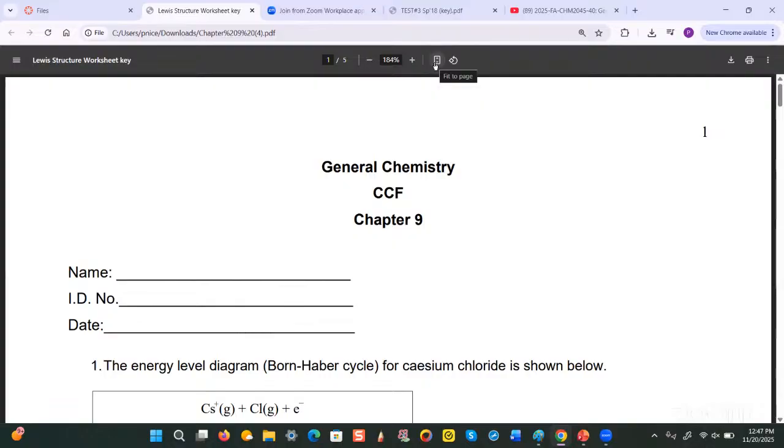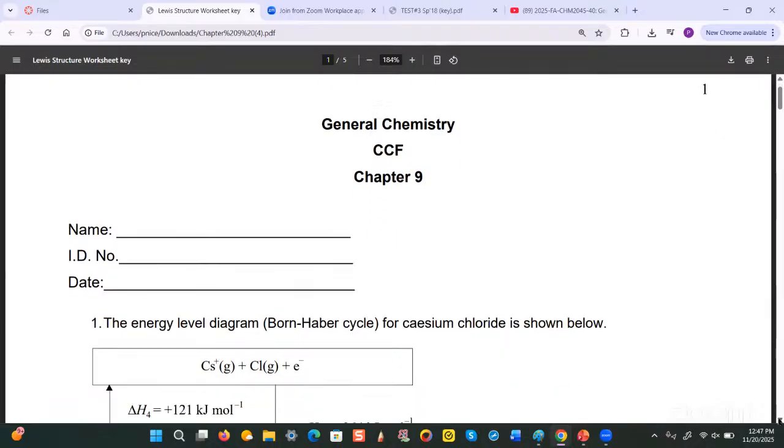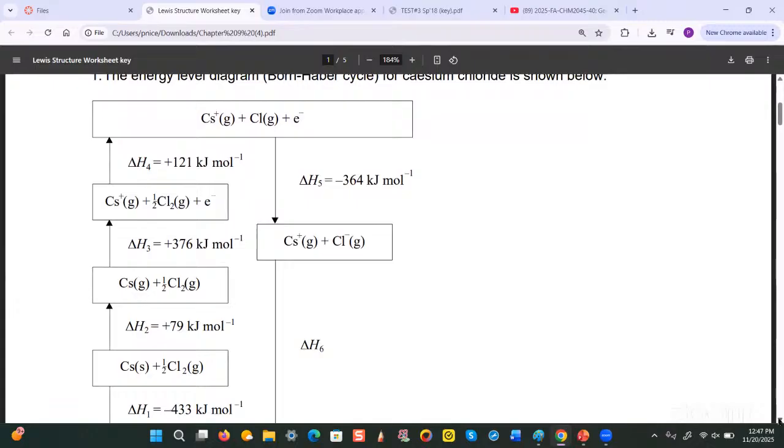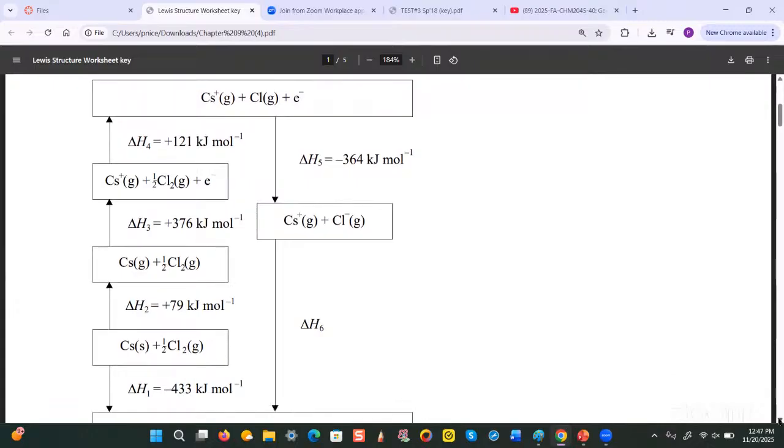All right, so the first question gives you the Born-Haber cycle for cesium chloride, right? And if you remember, the Born-Haber cycle is basically a stepwise approach of showing what happens when a metal and a non-metal come together to form an ionic compound, right? You go through different stages. You have the bond dissociation energy for the non-metal, you have the sublimation for the metal, and then you have ionization, electron affinity, and all that good stuff, right? And so this is it.